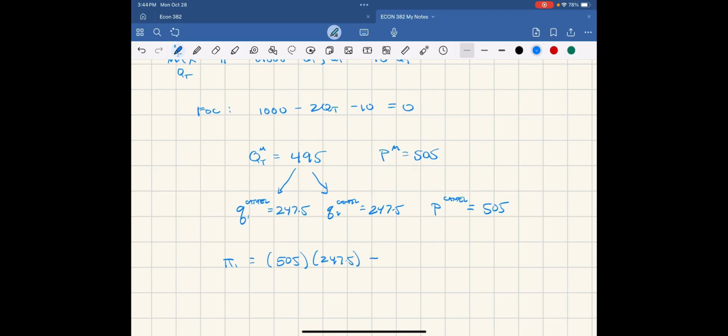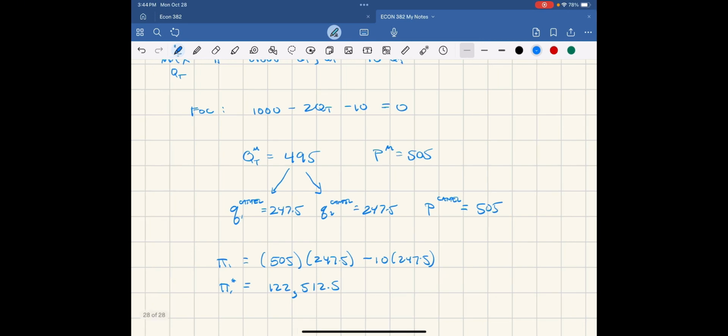Now we can find the profits for firm 1: P, 505, times Q, which is 247.5, minus total cost, which is 10 times 247.5. And so this is 122,512.5. So this is the profit that each of the firms will receive if they can coordinate. And that's the maximum profits they can get if they work together as a cartel.